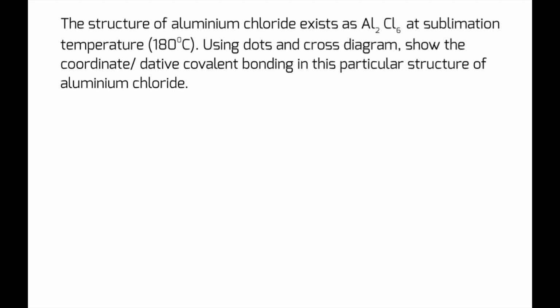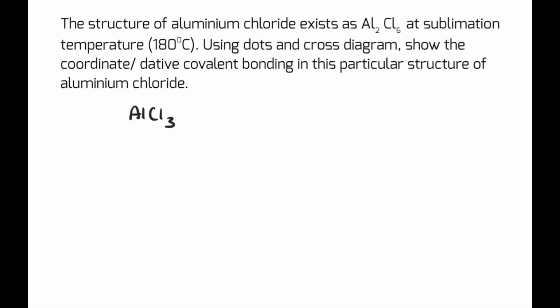In this question, we are given that aluminium chloride exists as Al2Cl6 at sublimation temperature, 180 degrees C. We have to use a dots and cross diagram to show the coordinate or dative covalent bonding in this particular structure. Al2Cl6 exists like so because it's more stable, and initially we would think of AlCl3, which is what comes to mind, especially with GCSE questions.